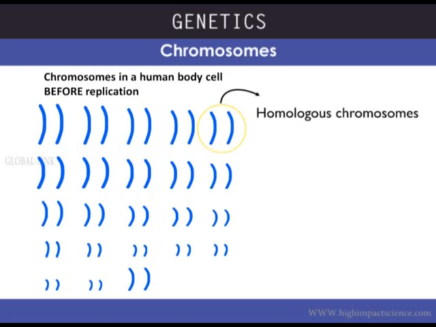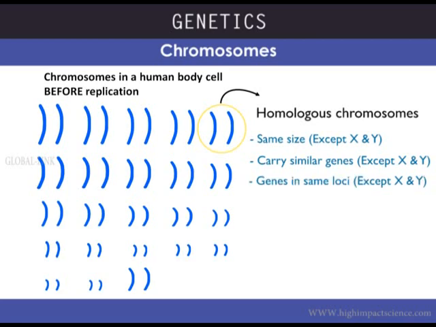Homologous pairs of chromosomes have the same size, carry the same genes, and the genes occupy the same loci, except the X and Y chromosomes. They can have different alleles and are not held together by a centromere.